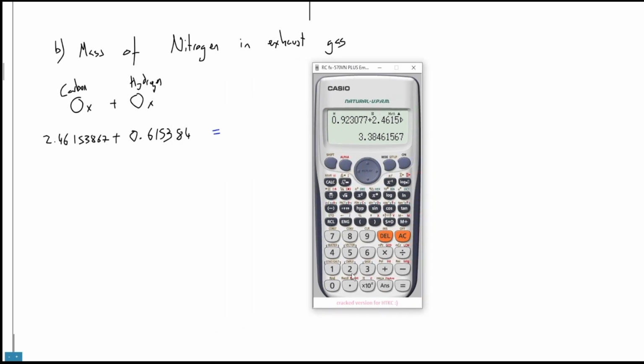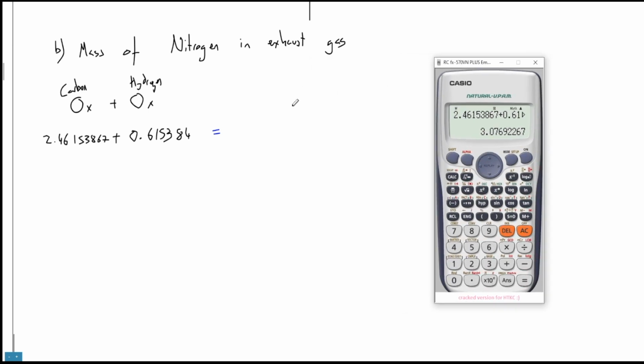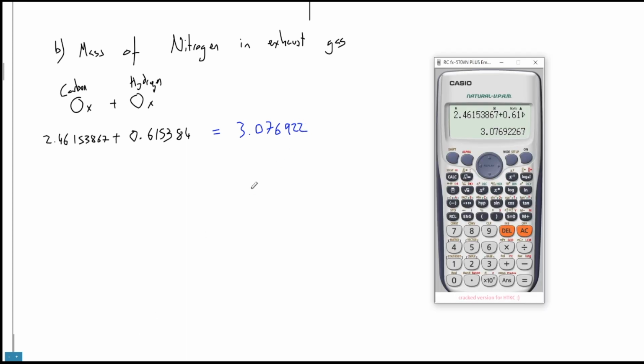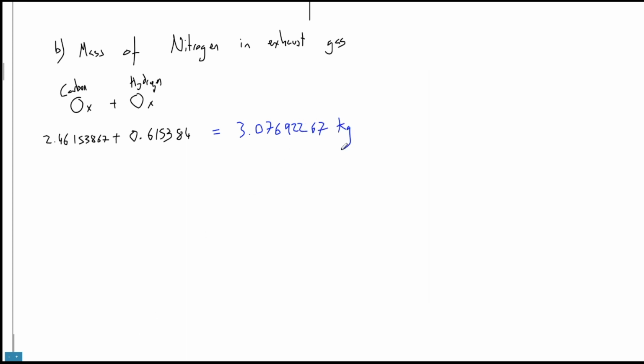We've got 2.46153867 plus 0.615384. Total amount of oxygen required then is 3.076922 67 kg. Now this is a stoichiometric amount, just enough to burn that 1 kilogram of fuel. This is the amount of oxygen required to burn that 1 kilogram of fuel.